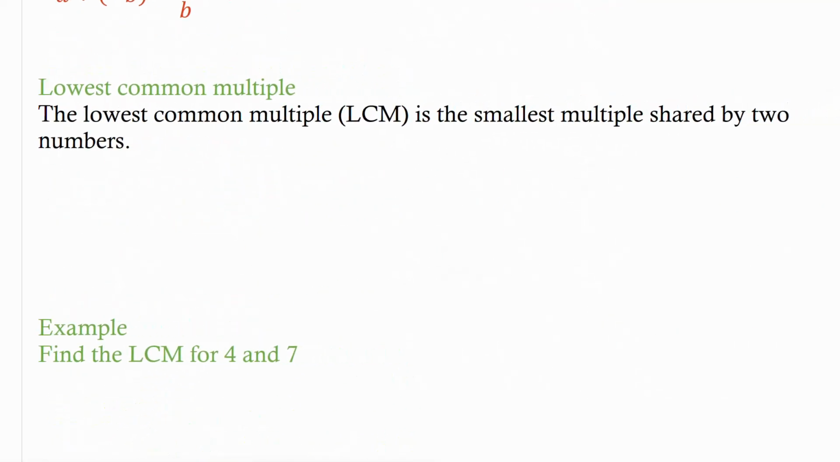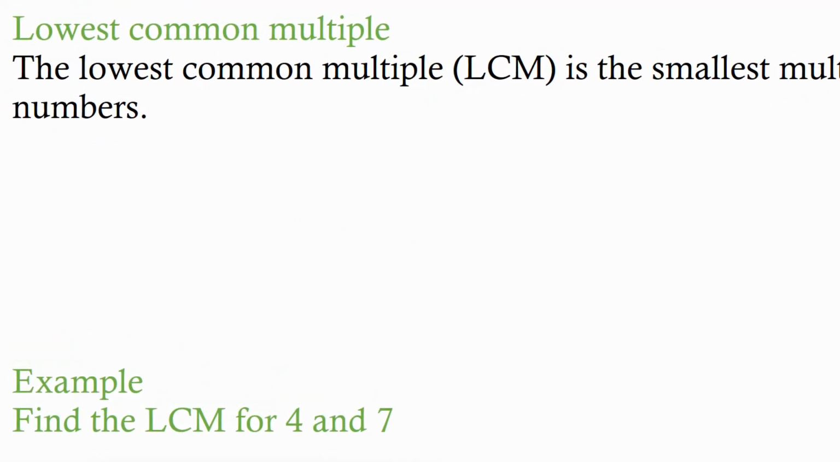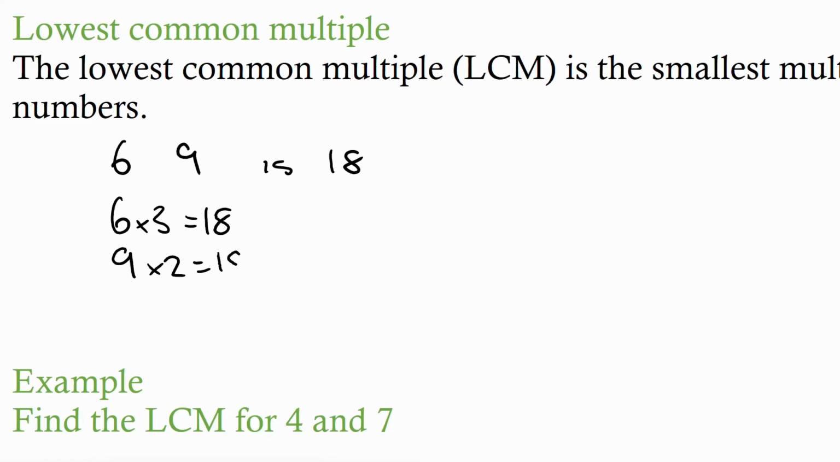Another thing we're going to introduce is the lowest common multiple. The lowest common multiple, or LCM, is the smallest multiple shared by two numbers. Let's say I have 6 and 9. The LCM is going to be 18. You might ask, wait, what? 6 times 3 is 18, and 9 times 2 is 18. I'm going to go into more depth with the next example.